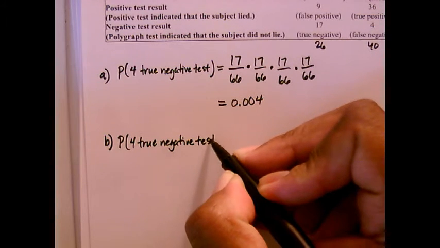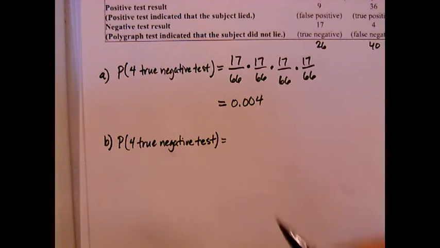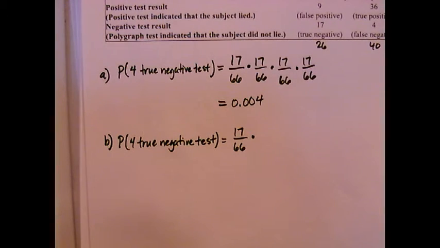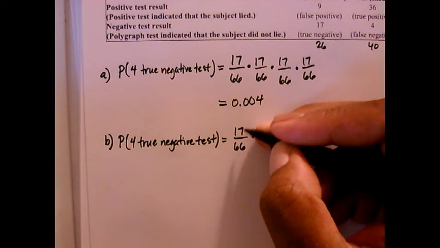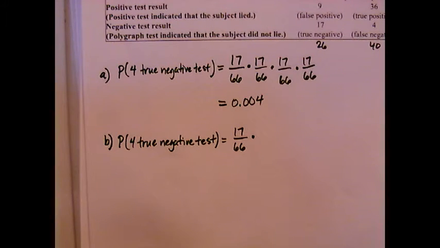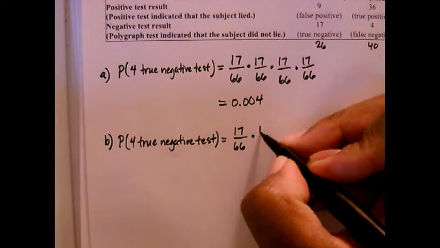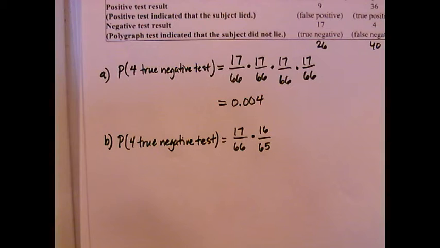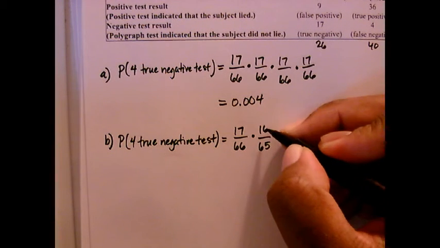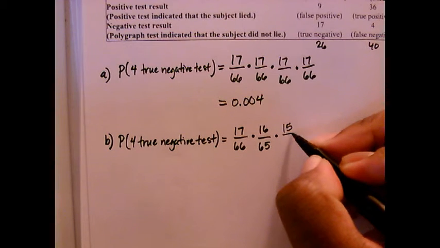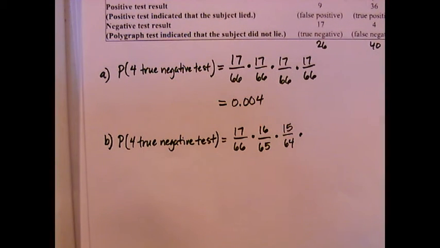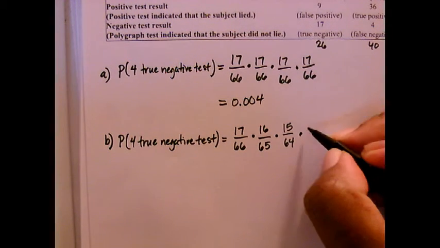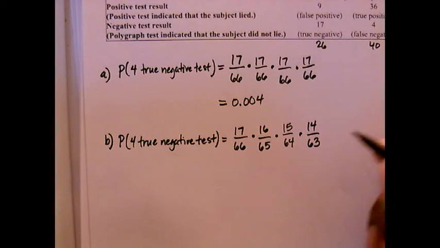the probability of 4 true negative test results without replacement, the first one you select will be 17 over 66. Now, without replacement means this numerator and the denominator will decrease by 1. So the second person that you select would be 16 out of 65. For the third person you select, the numerator and the denominator decrease by 1, so it'll be 15 over 64. For the fourth person that you select, this denominator and numerator decrease by 1, so it'll be 14 over 63.